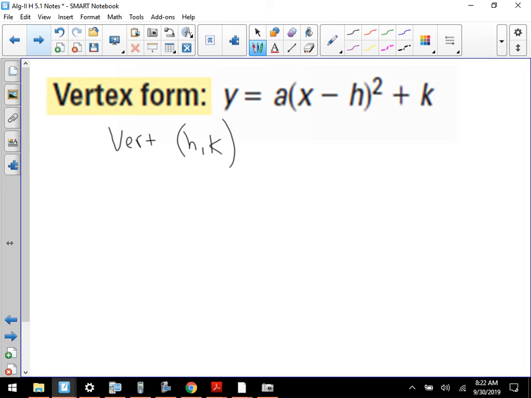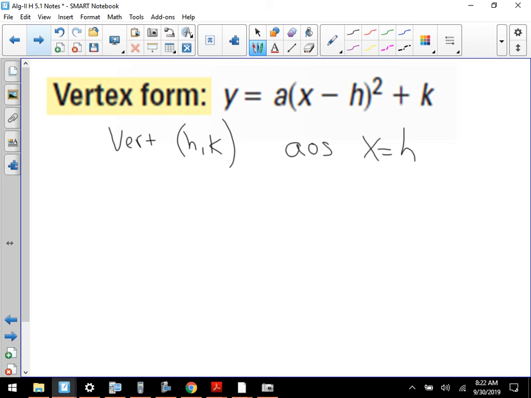If your vertex is at H, K, where's your axis of symmetry? At H. Your axis of symmetry, your AOS, is going to be at x equals H. Take a wild and crazy guess what that A value is going to tell you.